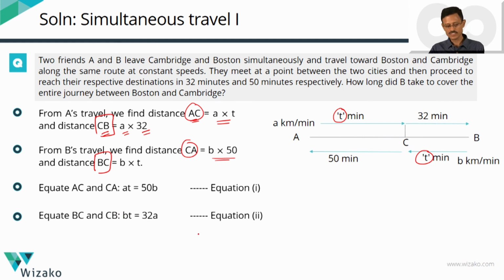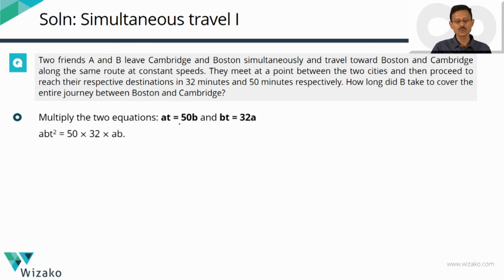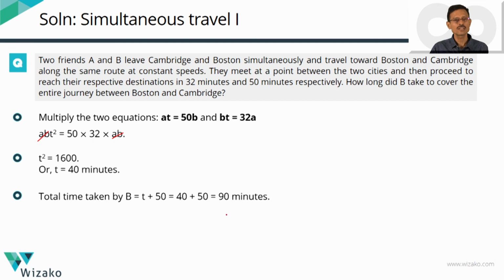Let's multiply equations 1 and 2. Equations 1 and 2 are AT is equal to 50B and BT is equal to 32A. So it's going to become ABT square is equal to 50 into 32 into AB. Divide both sides by AB. We get T square is equal to 1600 or T is equal to 40 minutes. T is the time to reach the meeting point. So total time taken by B is equal to 40 plus 50, which is equal to 90 minutes.